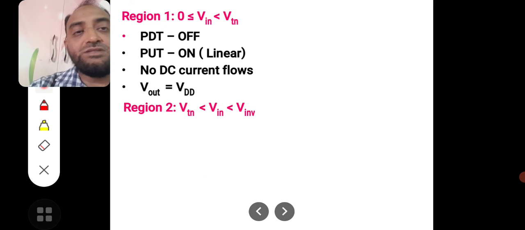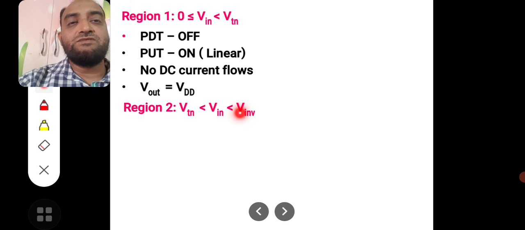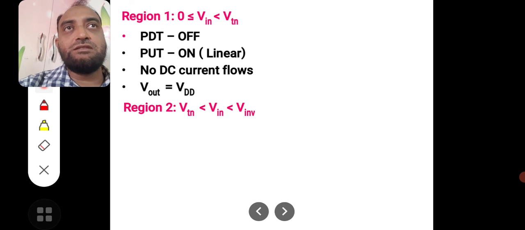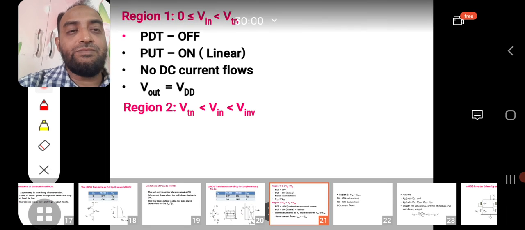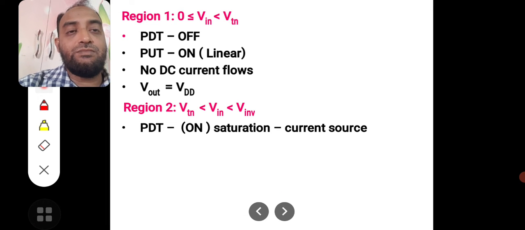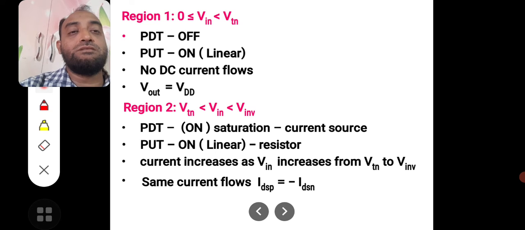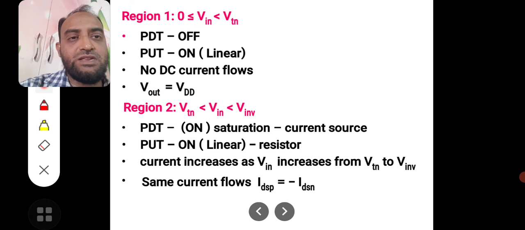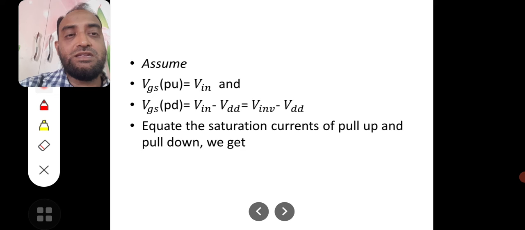In region 2, what happens? Input voltage is slightly above the threshold voltage and less than VINV, which is 50% of VDD. So it is less than 0.5 VDD and above VTN. Now both the devices are in on state, but the pull up transistor is in linear region. Current increases as Vin increases from VTN to VINV. The same current flows through both devices because both the devices are on during this particular state. So current flows in both devices, but in reverse direction, because one is NMOS and the other is pMOS.